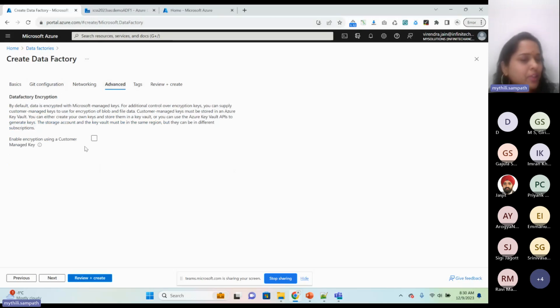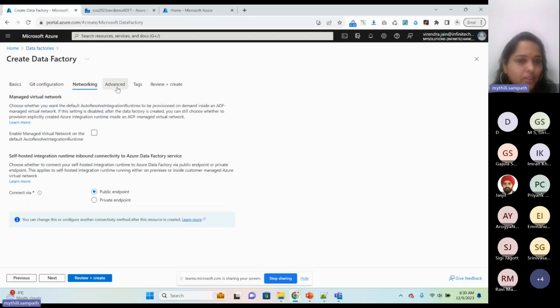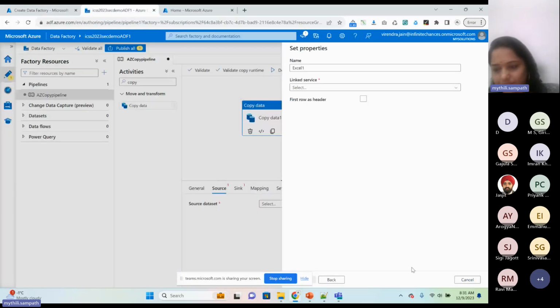For encryption, you can use either Microsoft-managed encryption or CMK, a customer-managed key. So the options we have seen in the presentation, you can go over while creating the data factory. You can set everything here and then create the data factory.